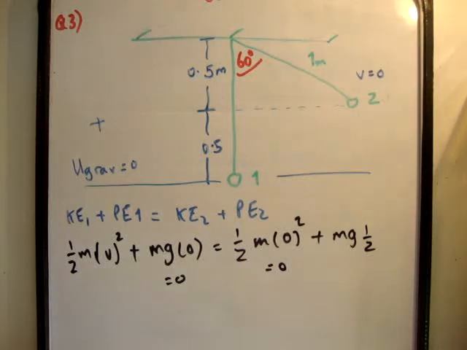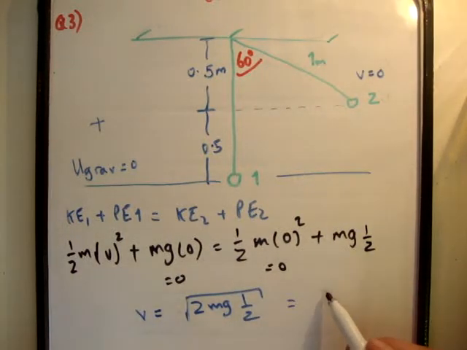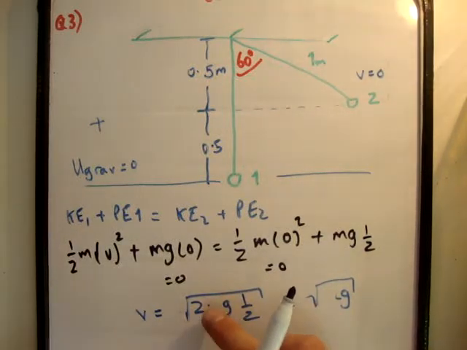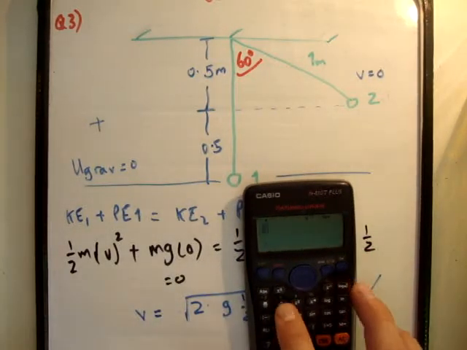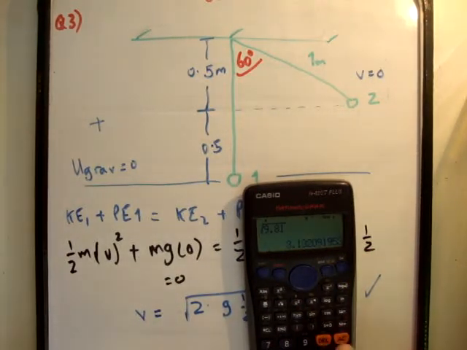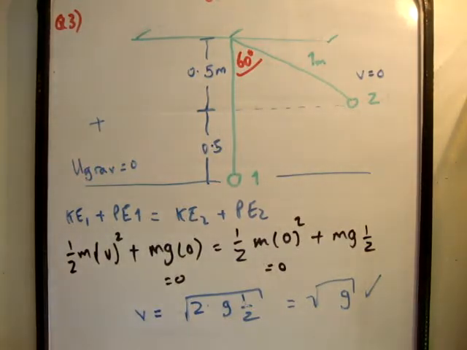So let's just rearrange this, and you're going to find that v is equal to the square root of 2mg times a half. So it's equal to the square root of mg. Oh wait, we can get rid of the m. Sorry, the m is gone. Excuse me. So we just get the square root of g, which is correct. And let's just see what the answer for that is. The square root of g, 9.81, is 3.13 meters per second, which is correct.